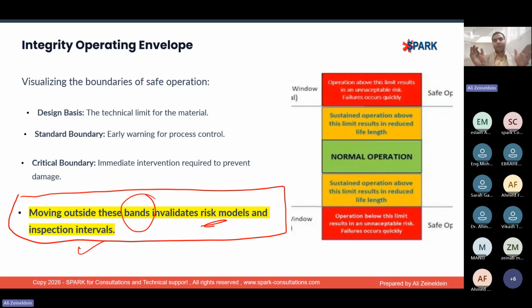Every client has a separate integrity operating window, and from this integrity operating window, the operation team should prepare an operating procedure to align with it. Finally, this keeps the equipment safe and achieves reliability of the equipment without any stopping or interruption.